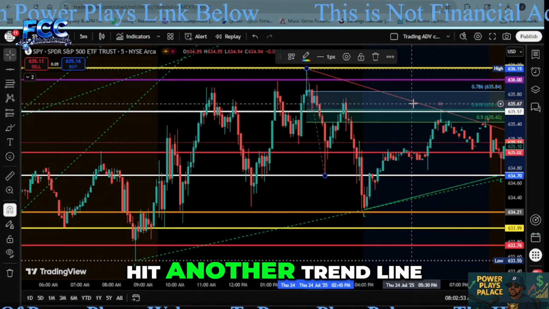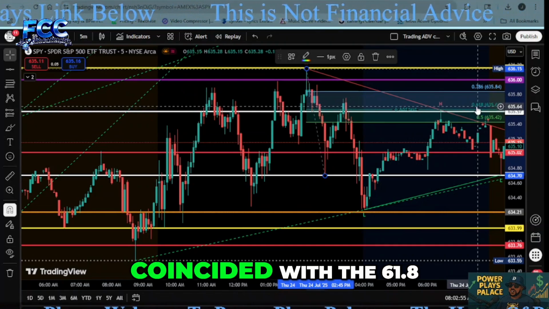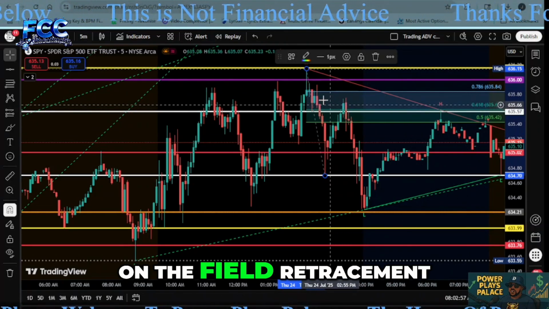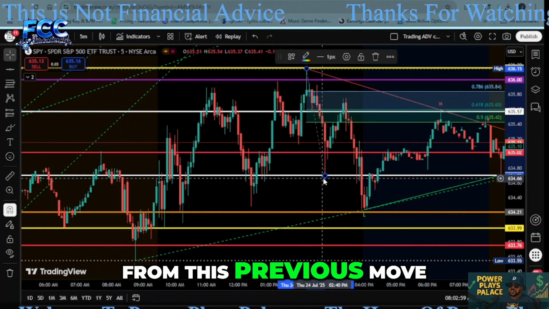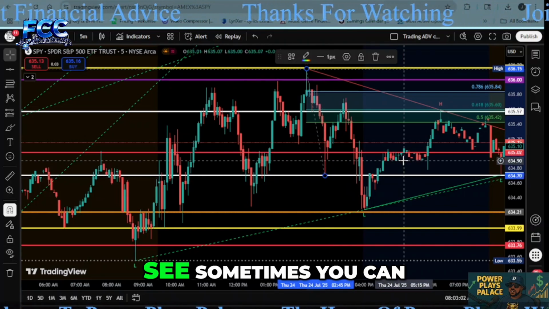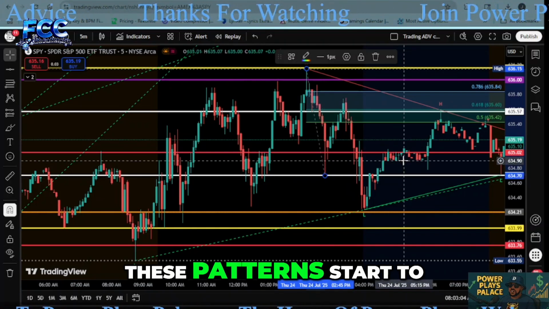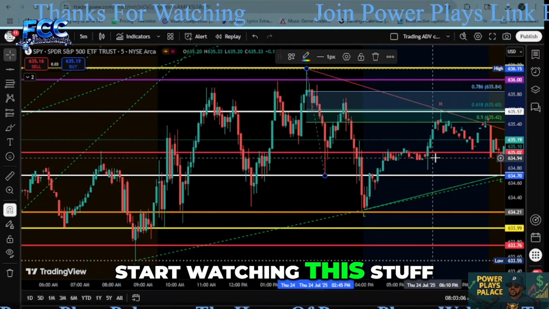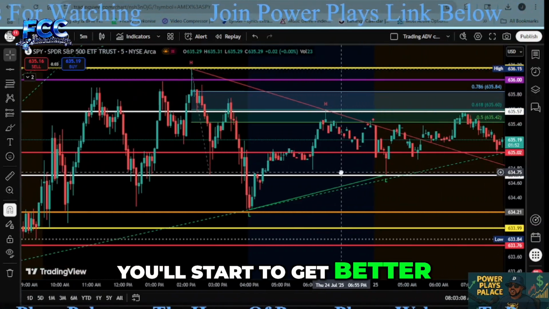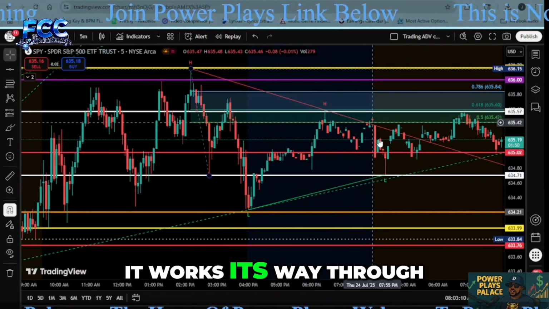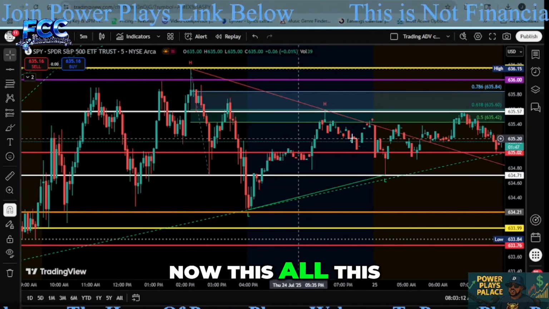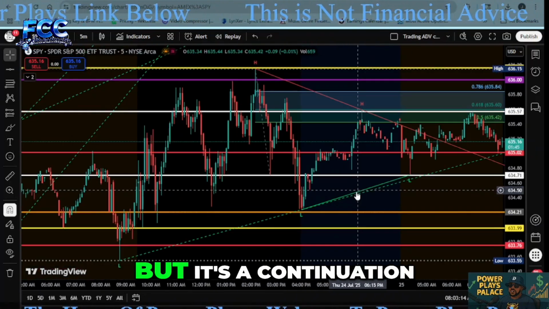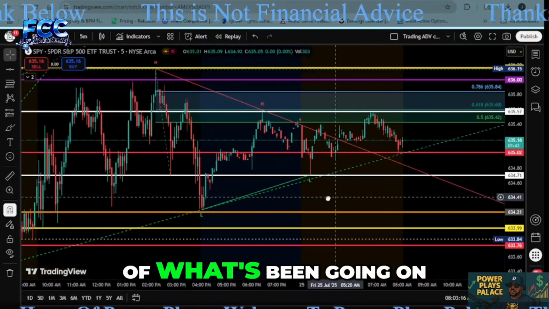It worked its way up, hit another trend line, but that trend line coincided with the 61.8 on the Fibonacci retracement from this previous move from here. See, sometimes you can see these patterns start to form, and as you start watching this stuff, you'll start to get better. And look what happens. It works its way through. Now this is pre-market. All this stuff is happening overnight, but it's a continuation of what's been going on.